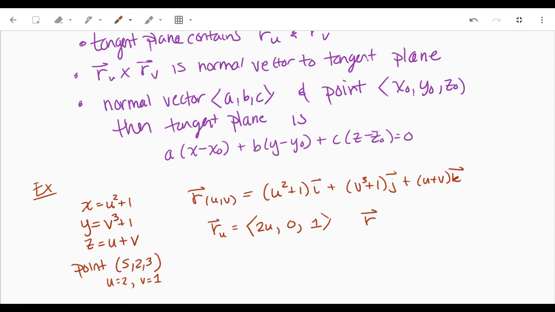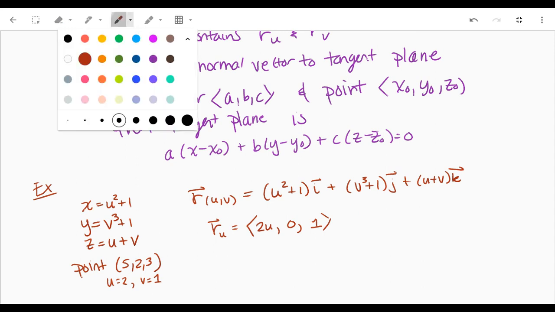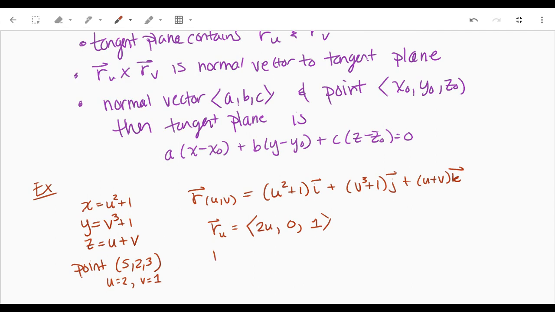All right, I don't need that yet. Sorry. And then our partial with respect to v would equal 0, 3v squared, 1. Okay. So there's these guys here.